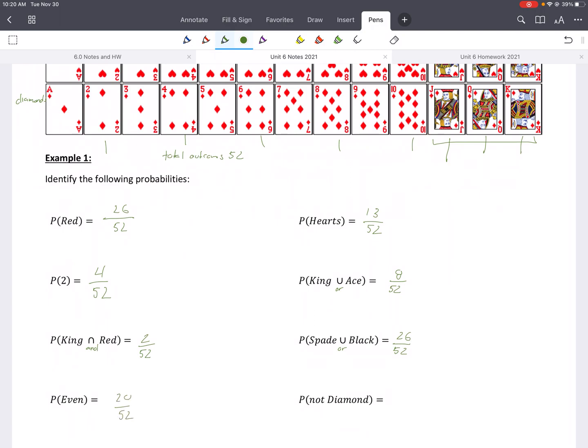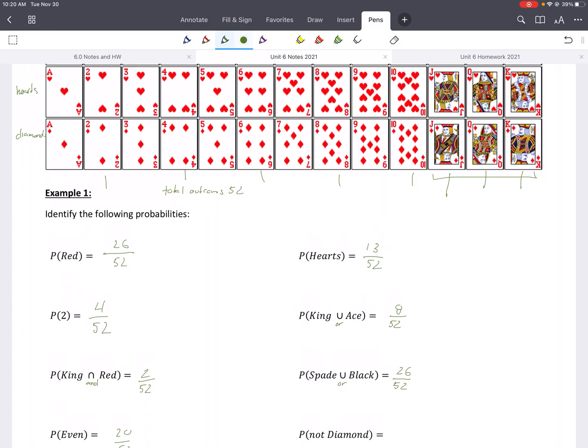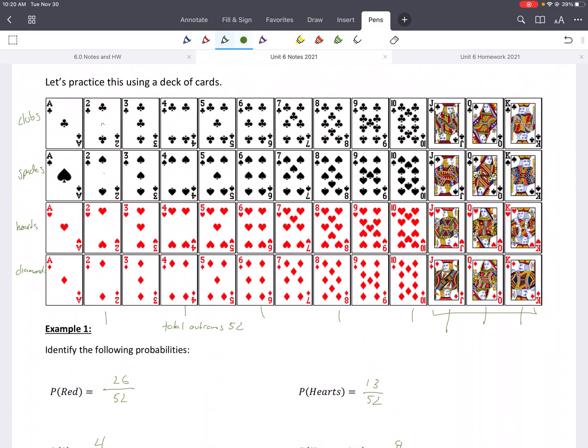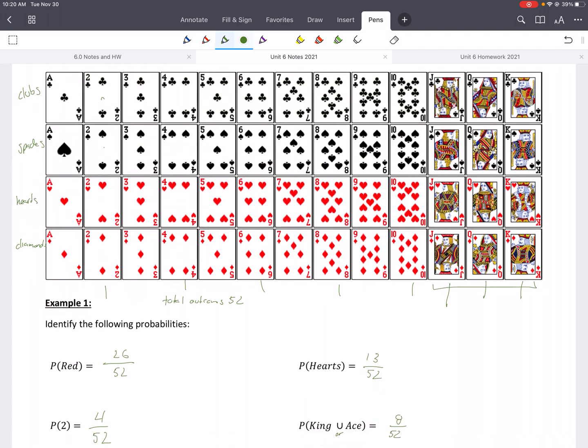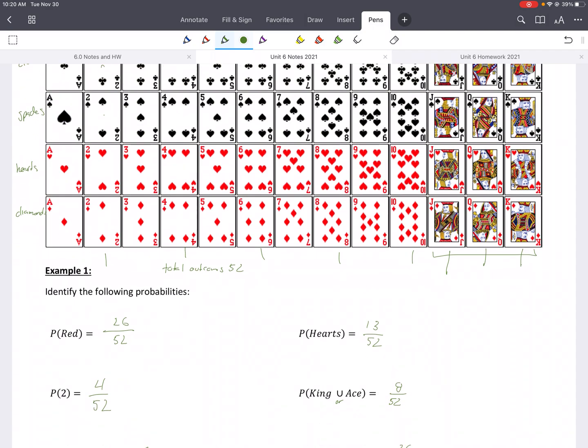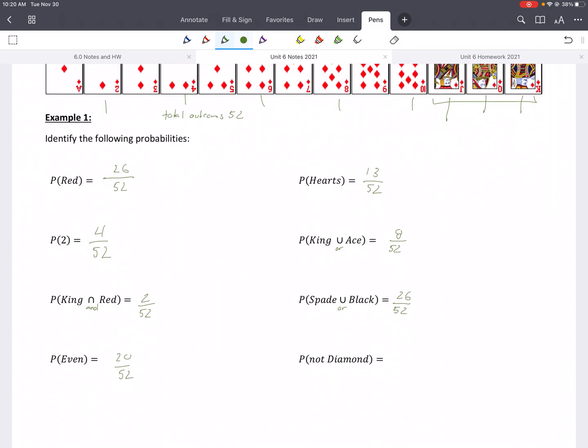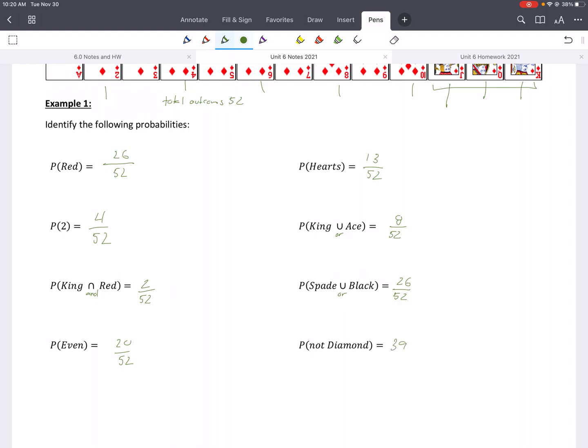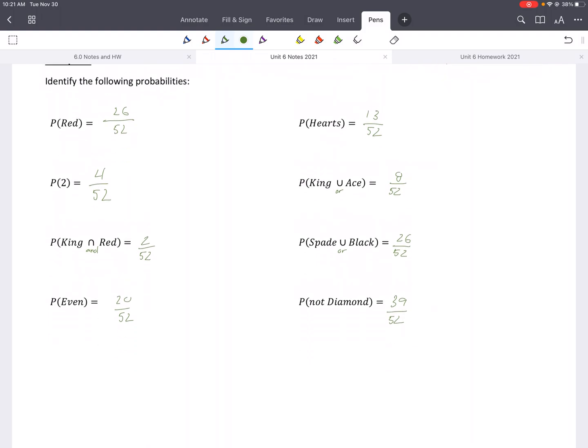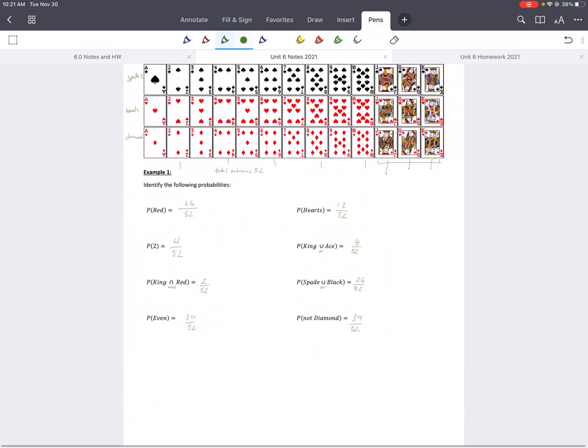And then what's the probability of not diamond? So not diamond would be everything but the diamonds. So not those, everything else. So you could count them all or just realize that each suit has 13. So 13 times 3 gives you 39. 39 out of 52. And then you could come up with the percentages, okay? But I'll save that for you to do on your homework.